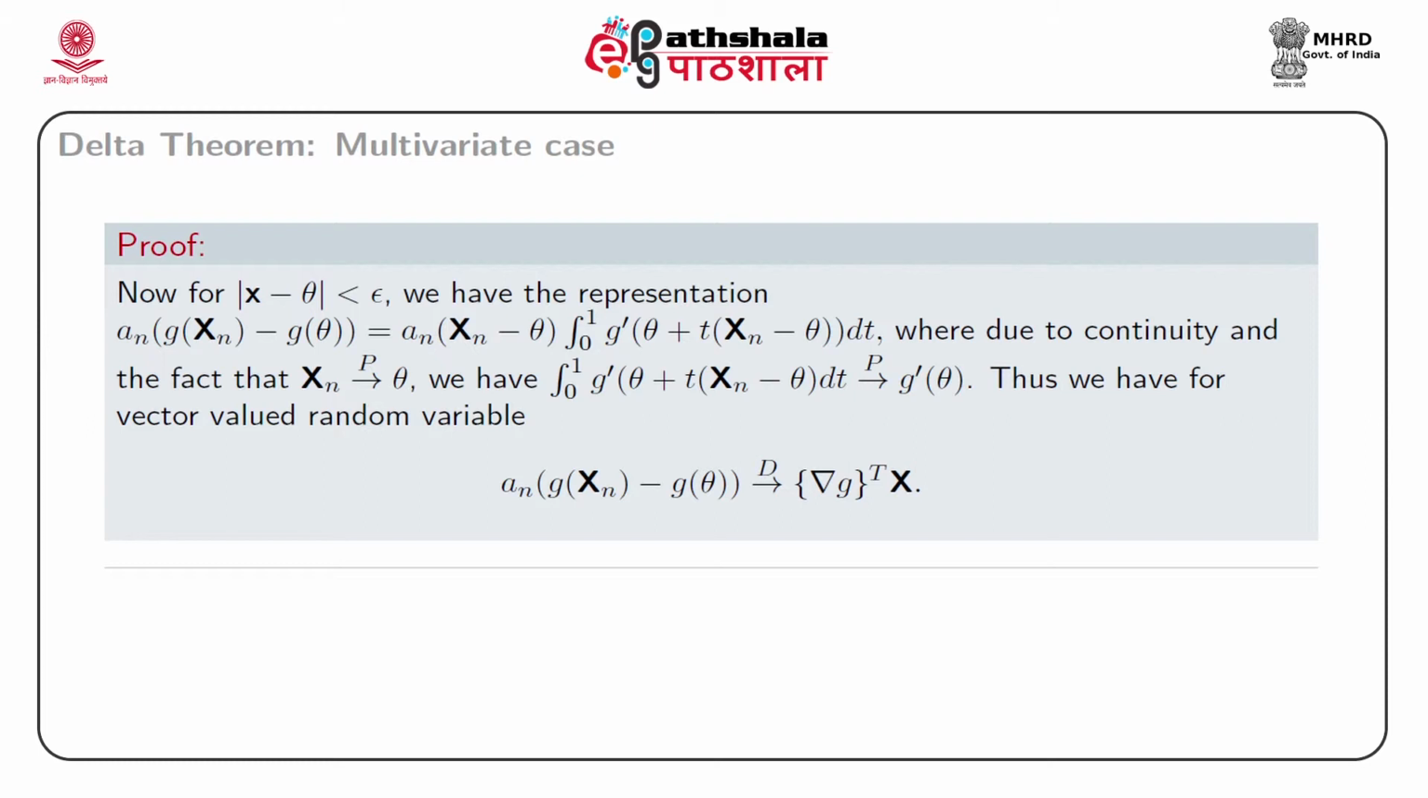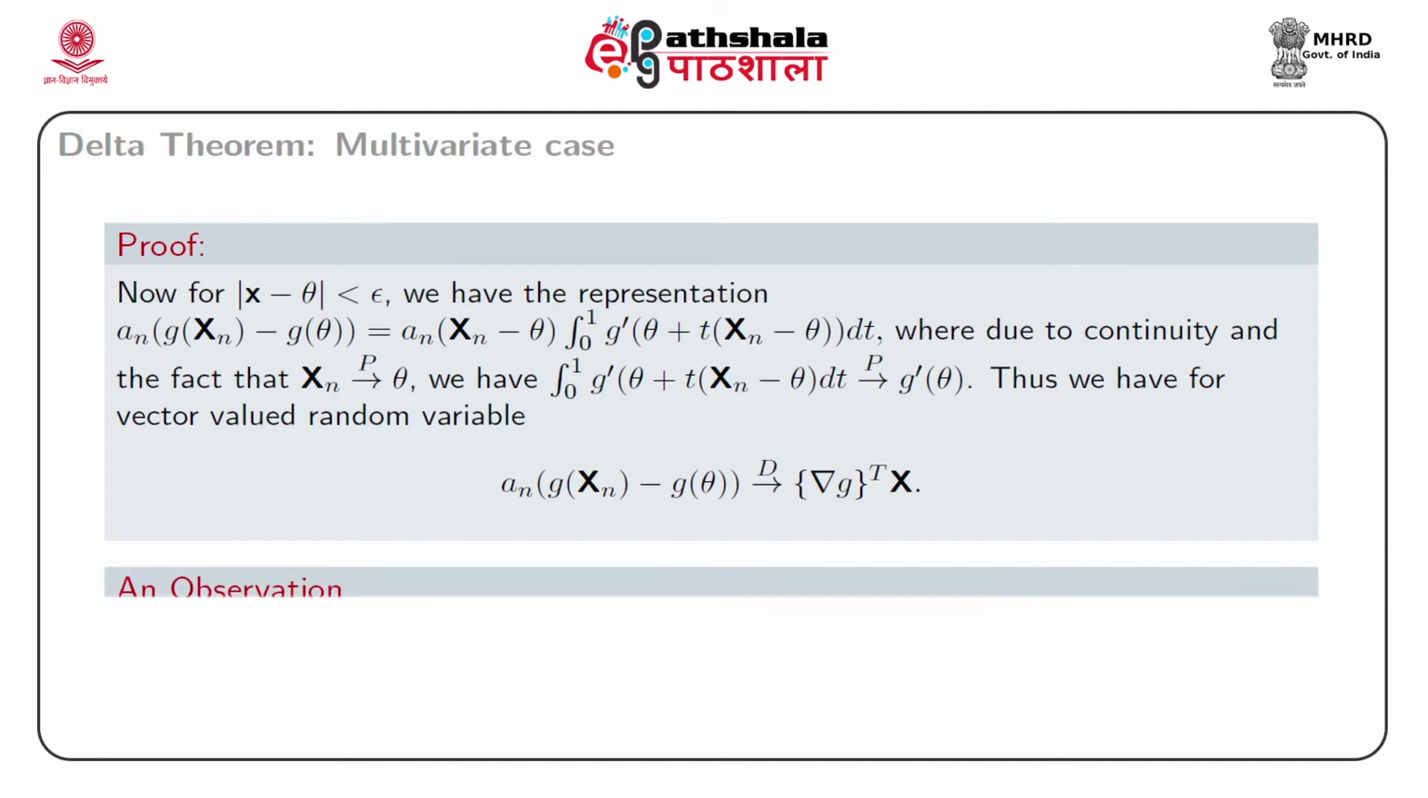Actually for fixed t and for fixed theta, theta plus t times (X_n minus theta) converges in probability to theta, and then applying continuous mapping and some other necessary results, we find that this integral ultimately converges to the first derivative of g. Thus we have for a vector valued random variable, a_n multiplied by (g(X_n) minus g(theta)) converges in distribution to the transpose of the gradient vector of g evaluated at theta, multiplied by X.